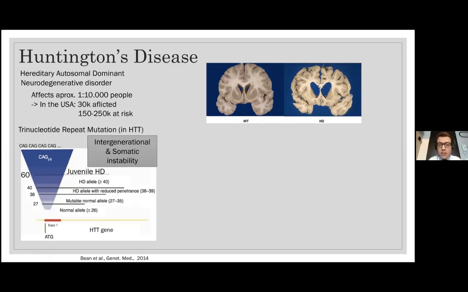There's also somatic instability within each tissue. So throughout our life, the mutation can increase, namely in the striatum, which you can see in this picture is really affected in HD.